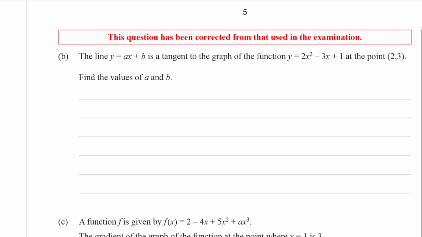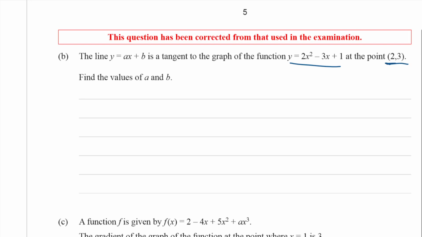Alright, we have a line, y equals ax plus b. So, not very helpful, right? We don't know the gradient, we don't know the y-intercept. But we do know that it is tangent to this quadratic at a certain point. Find the values of a and b.